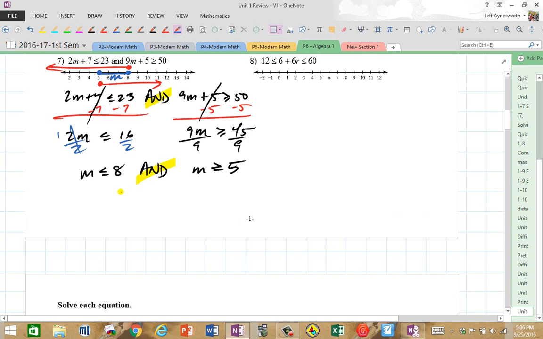So m equals any number, all right, between 5 and 8, including 5 and 8. All right, if you're bigger than or equal to 5 and less than or equal to 8, then you could be any number in there. So you can be 6, you can be 7, you can be 7.5, you could be 5.5.